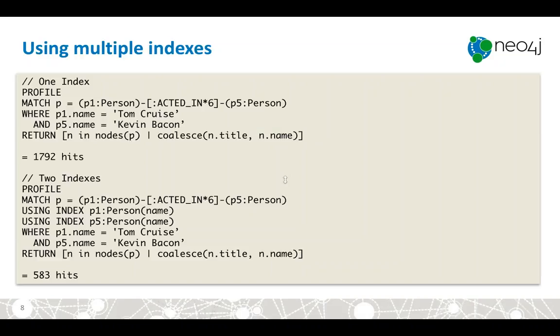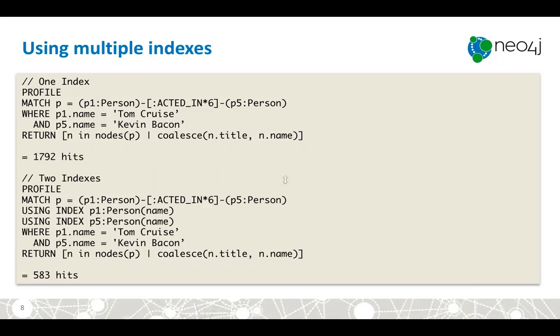So here's an example of using multiple indexes. The first query, and this is running against the default movies data set that comes with Neo4j, is searching from Tom Cruise to Kevin Bacon, and it's just returning all of the names of the movies and people in that path. So we're only using one index. The planner will only use one index by default. It will pick Tom Cruise or Kevin Bacon. And this results in 1,792 database hits.